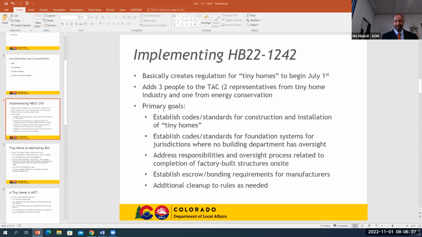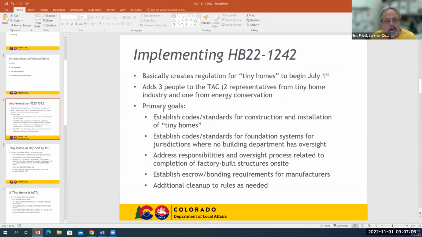All right. As we talked about, 1242. This is the big thing we've got to implement this year through the Technical Advisory Committee. And this has been a labor of love of Eric Freed. Eric Freed is the building official for Larimer County. I did not ask him to introduce himself earlier, even though he's a panelist, because he's not on the TAC. But I'm going to have him introduce himself now. Eric.